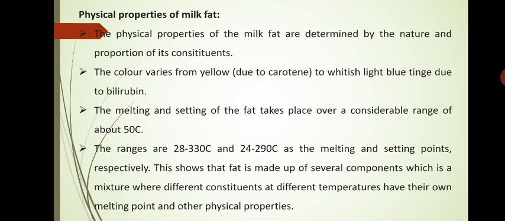Physical properties of milk fat. The physical properties of milk fat are determined by the nature and proportion of its constituents, whether lipid, sterol or triglyceride. The color varies from yellow to a whitish light blue tint. Sometimes you can find a yellowish shade in milk, which is due to carotene, and a whitish light blue tint due to bilirubin. So these are the pigments that are present in fats.